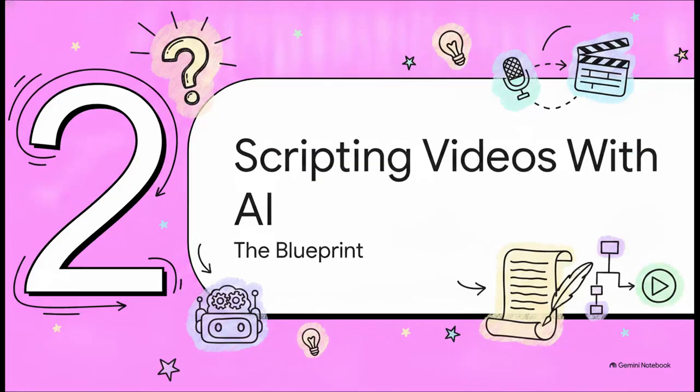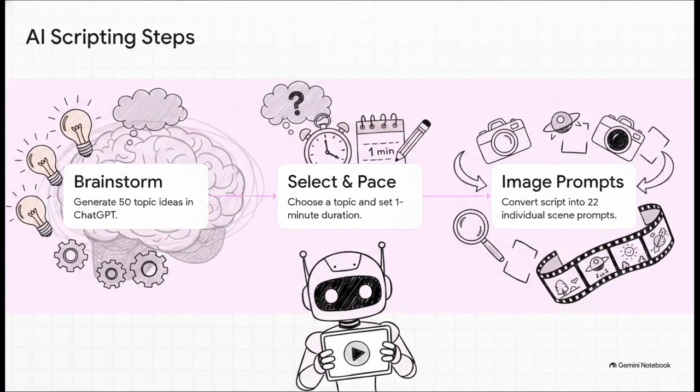Moving right along to Section 2, Scripting with AI, the blueprint. So you've got your undeniable hook. How do you actually build the script? How do you take a fascinating historical concept and efficiently turn it into a structured explainer? Well, we use an incredibly precise 3-step prompting sequence with ChatGPT.